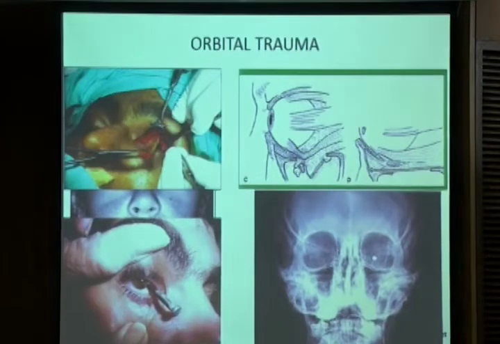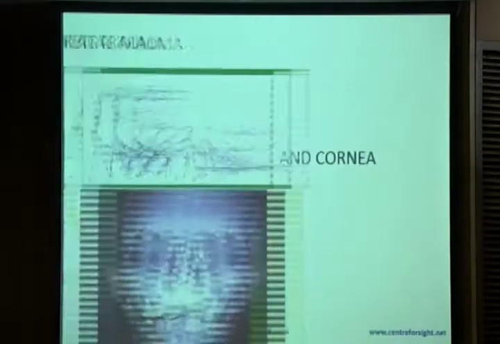Orbital trauma is another major concern which you tend to face. A wooden foreign body, an iron foreign body, a blowout fracture, a foreign body in the orbit. These issues tend to concern an industrial specialist.